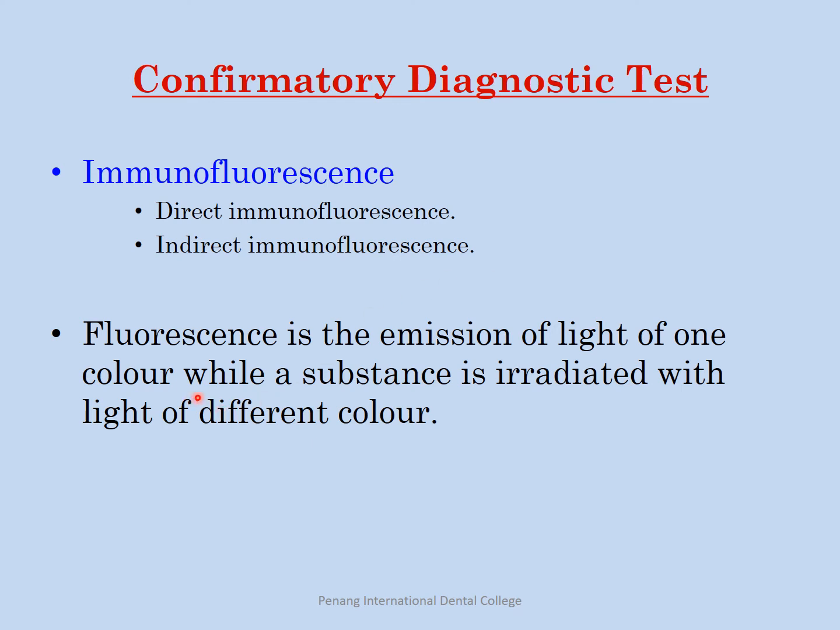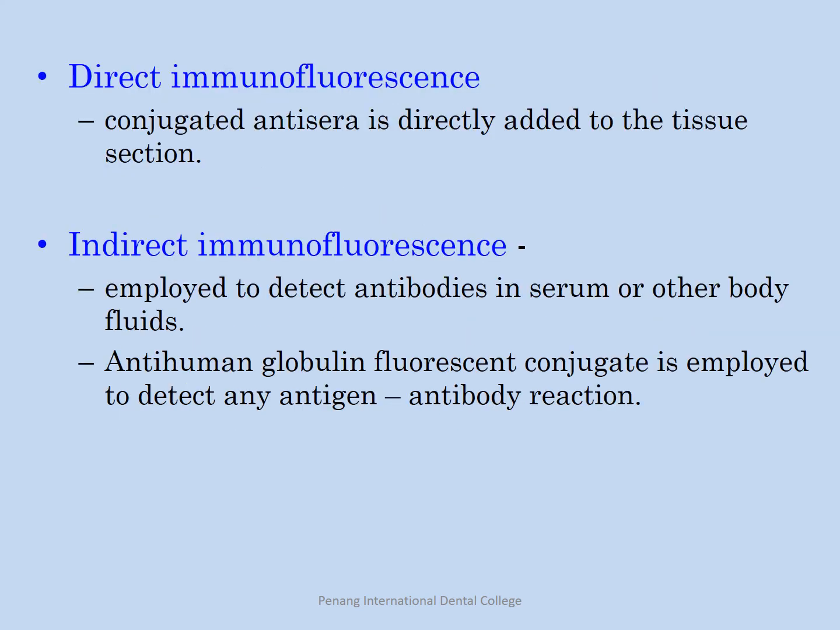So fluorescence is the emission of light of one color while a substance is irradiated with the light of a different color. Okay, so in direct immunofluorescence, conjugated anti-sera is directly added to the tissue section, that is the biopsy that we have done. So here in this case it's a frozen tissue section, and we add conjugated anti-sera onto that and then visualize it under fluorescent light.